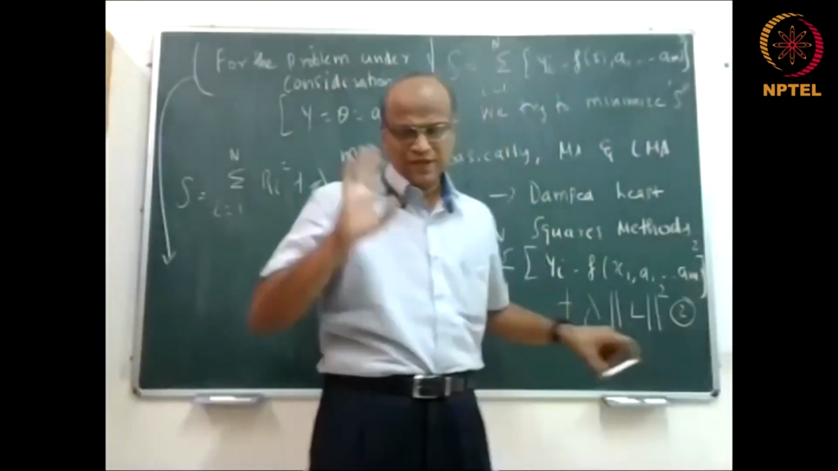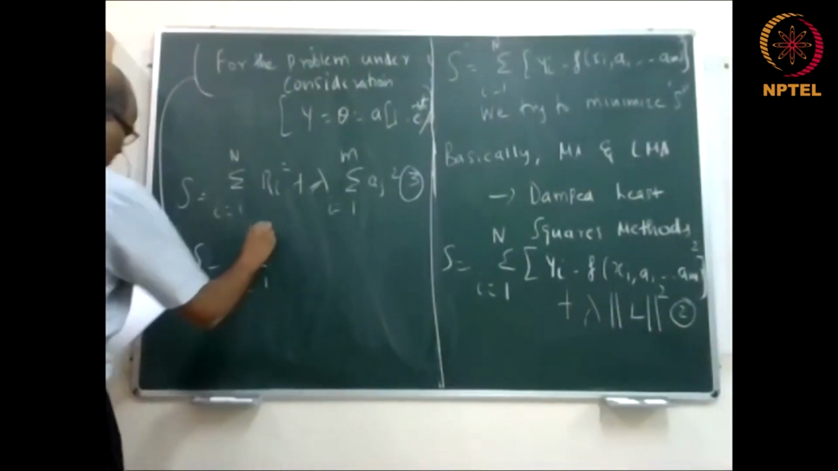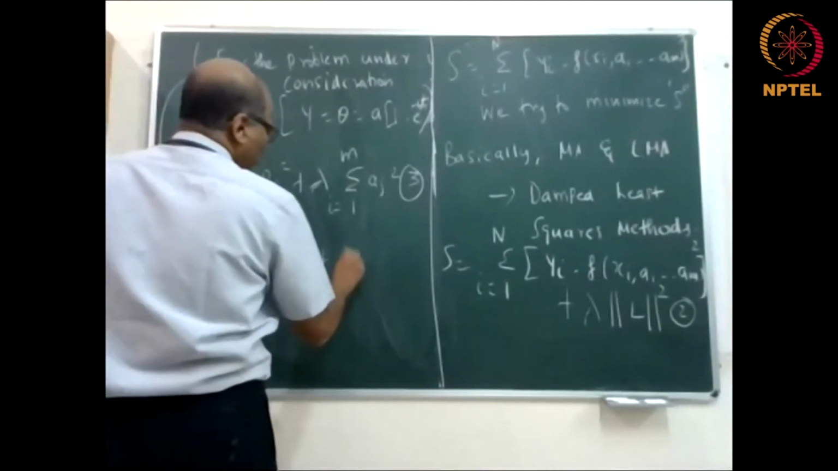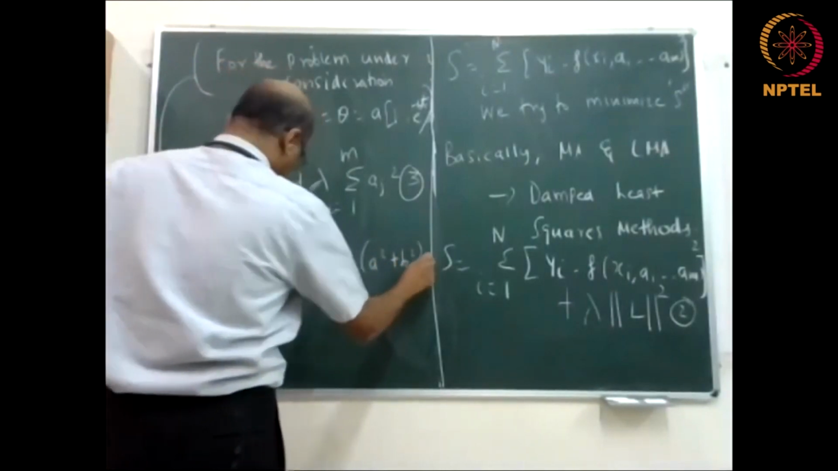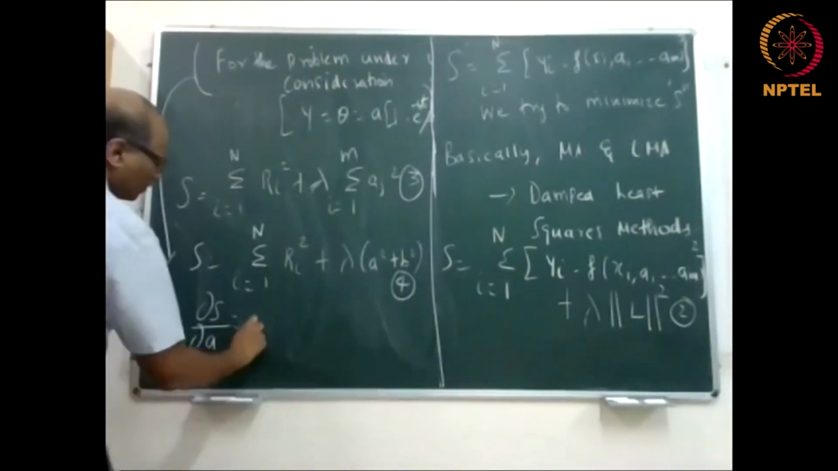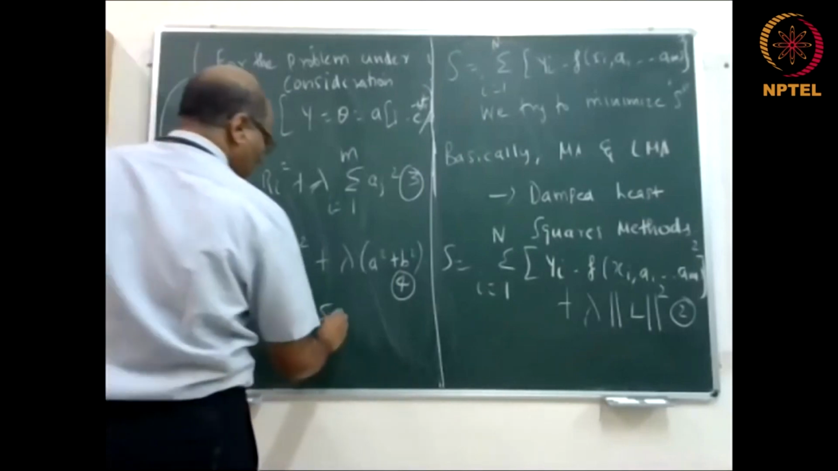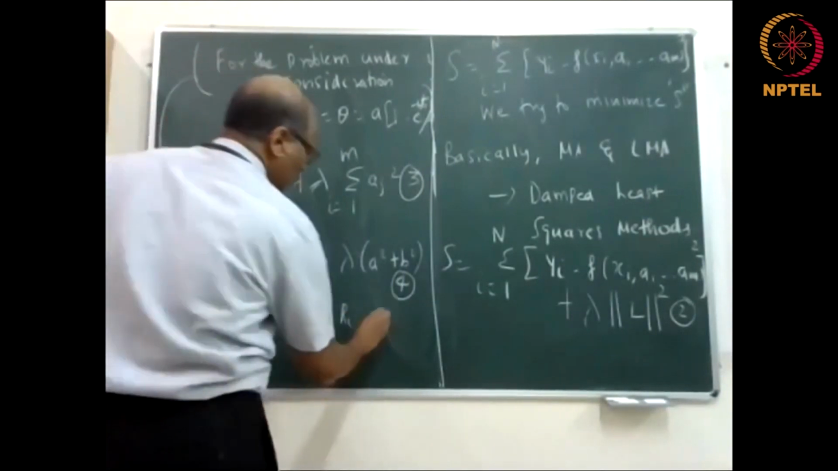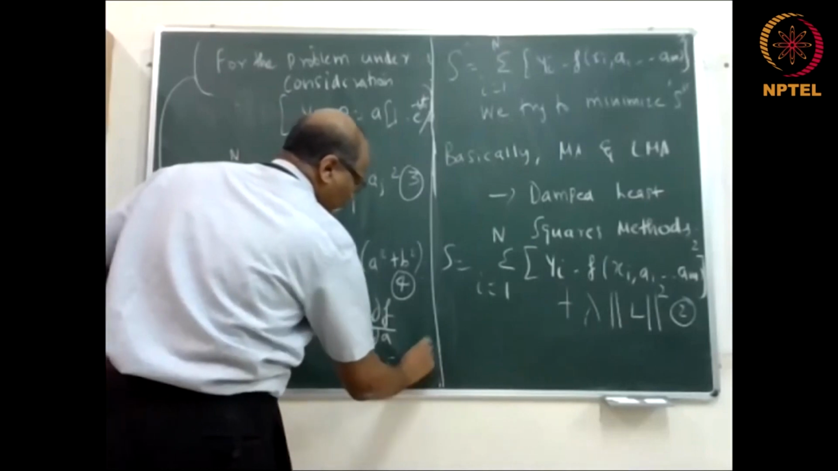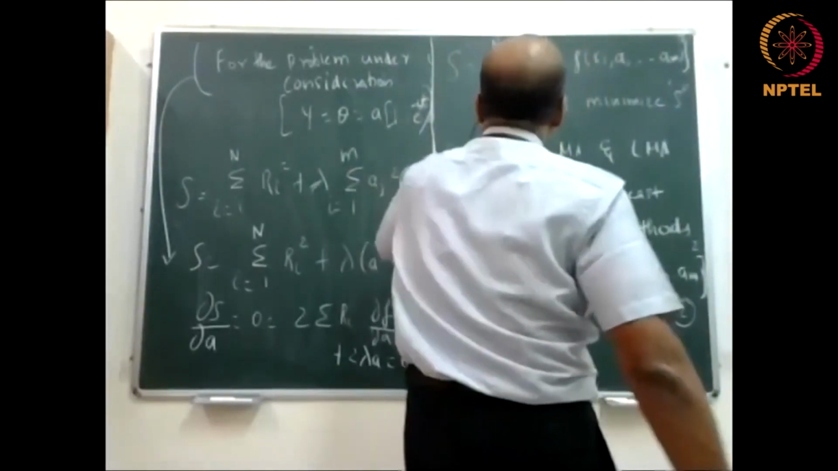Okay. So let us proceed further for the problem under consideration. So this S will be the sum from i equal to 1 to n of r_i squared, plus lambda into a square plus b square. Now you can do dou S by dou a equal to 0: 2 sigma R_i into dou f by dou a plus 2 lambda a equal to 0. Now I'm giving you the original Tikhonov proposal and the mathematical proof.